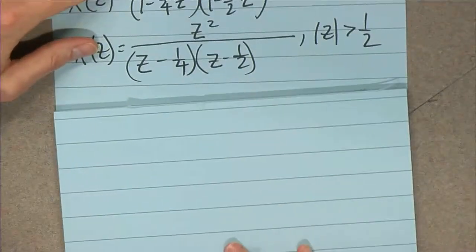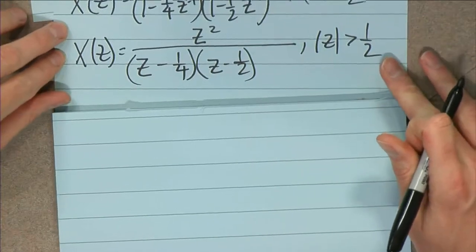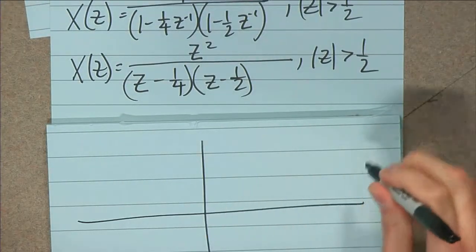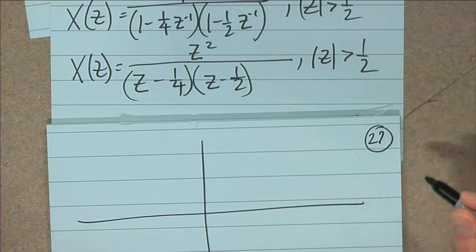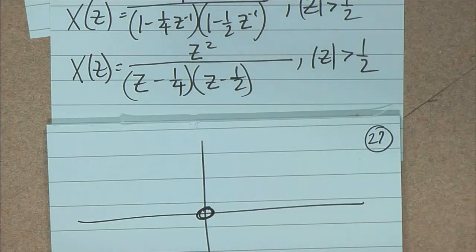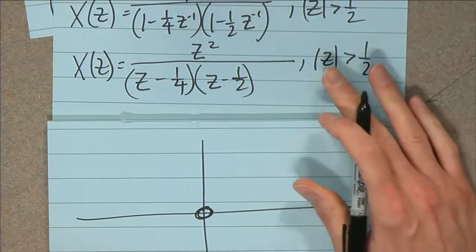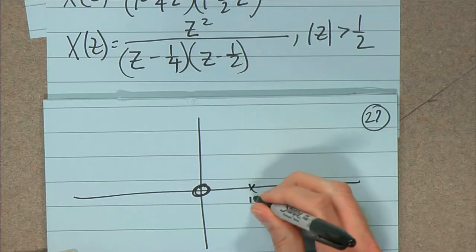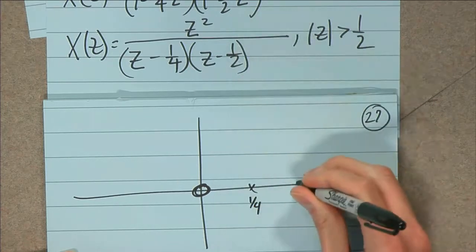So now, let's pretend we were just given this here and we wanted to figure out what's going on. Well, first of all, we know we have a double zero at z equals 0. That's pretty straightforward. And we've got a pole at z equals 1/4 and a pole at z equals 1/2.